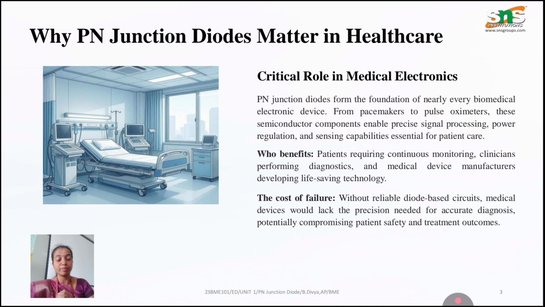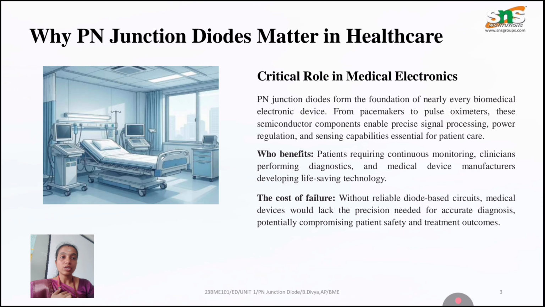for the patients. Otherwise, it would potentially compromise patient safety and treatment outcomes. With diodes, it will not compromise patient safety. The diodes will be very helpful in analyzing patient safety and treatment outcomes: what kind of treatment is to be given, and if the treatment is given, whether it is effective. We'll be analyzing that.